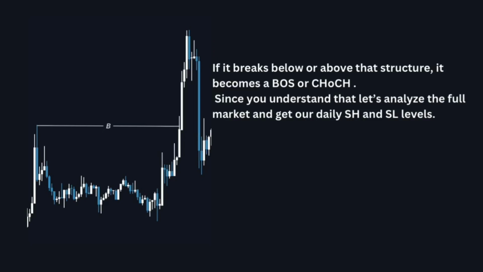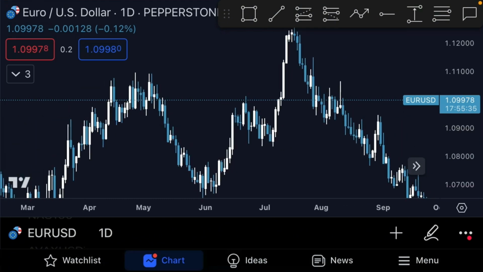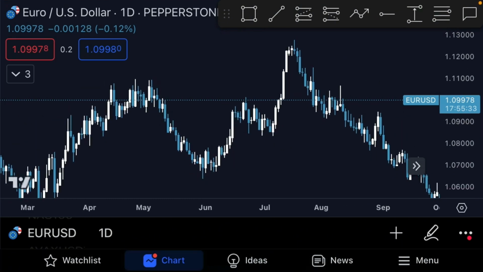Now, since you understand that, let's analyze the full market and get our daily time frame swing high or swing low level. We're going to get the swing high levels and we're also going to get the swing low levels together. For this strategy, we are going to be using the EURUSD and we are going to be identifying the market structure on the daily time frame.